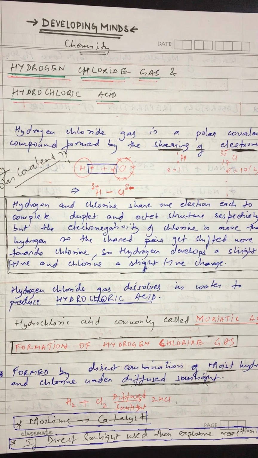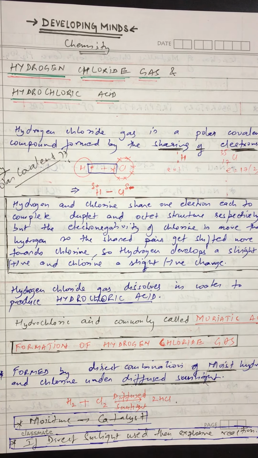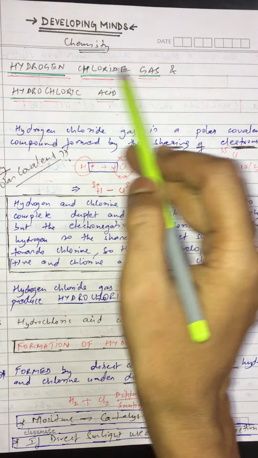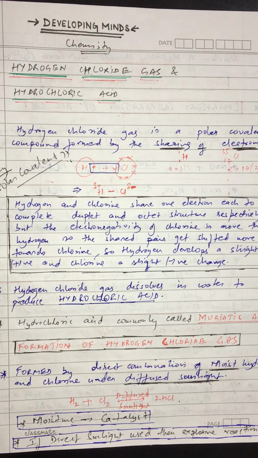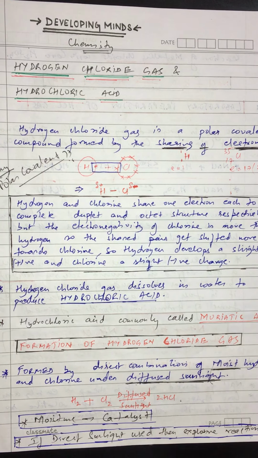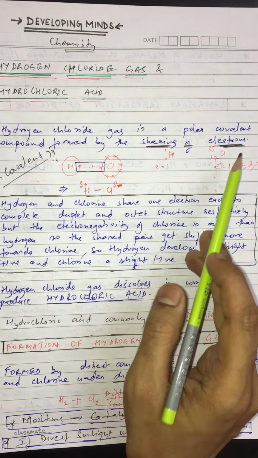Hello everyone. In this video we are going to learn the various concepts of hydrogen chloride gas and hydrochloric acid, but the first one is hydrogen chloride gas. That is what we are going to learn today. Now this gas, hydrogen chloride gas, is a polar covalent compound.